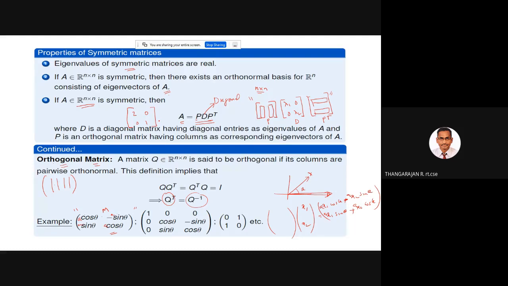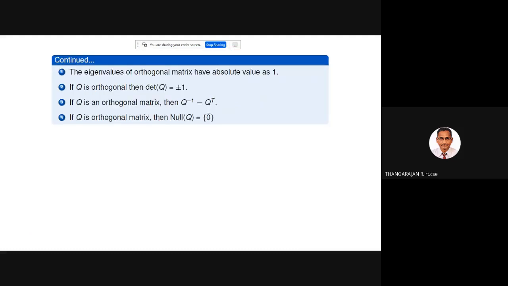And next, these are again some of the properties. If you take an orthogonal matrix, as I said before, the eigenvalues will be 1. The determinant of an orthogonal matrix will be either +1 or -1. And the inverse of an orthogonal matrix is its transpose. It's only when you take the transpose that you get the inverse. So these are some of the properties.